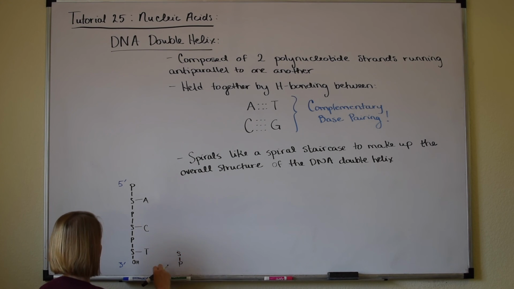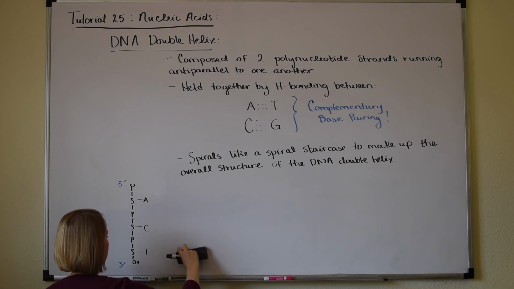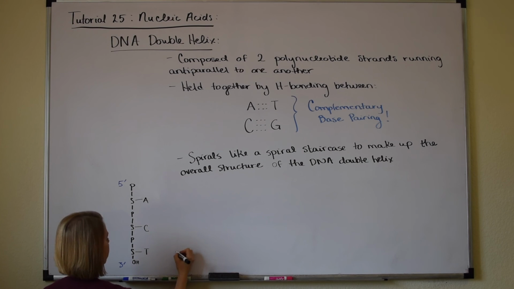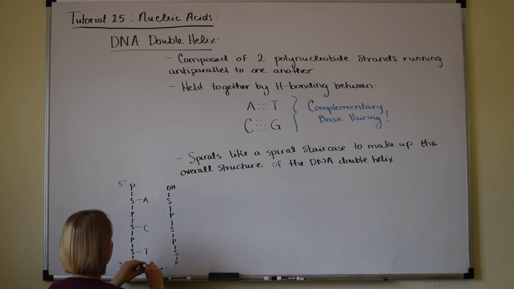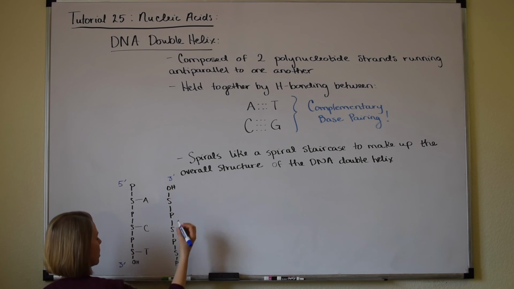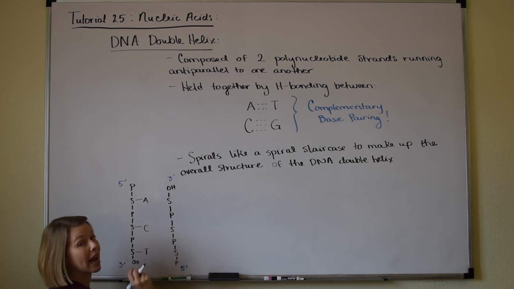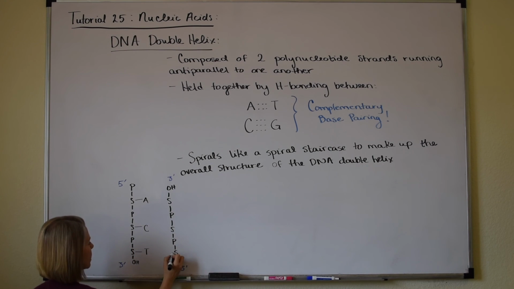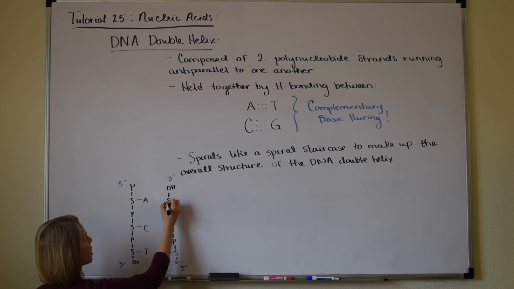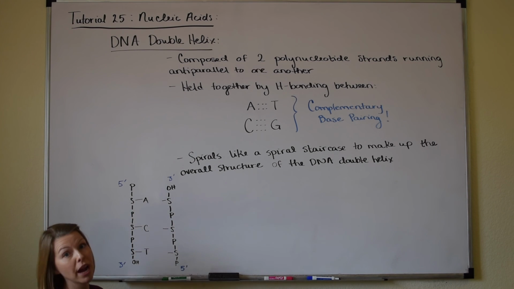Let's make that a little bit neater. I need the sugar opposite here. Sugar, phosphate, sugar, phosphate, sugar, and then we'll make this our free OH here. Okay, so this would be our 3', and this would be our 5' end. Remember, anti-parallel. And then our bases would be coming off of our sugars, and they have to complementary base pair.